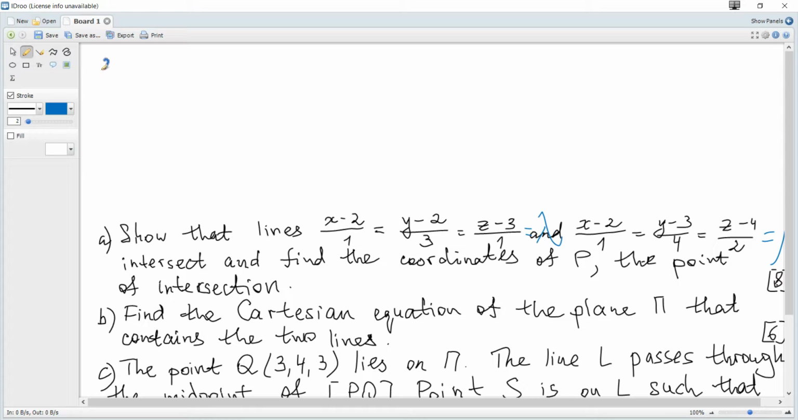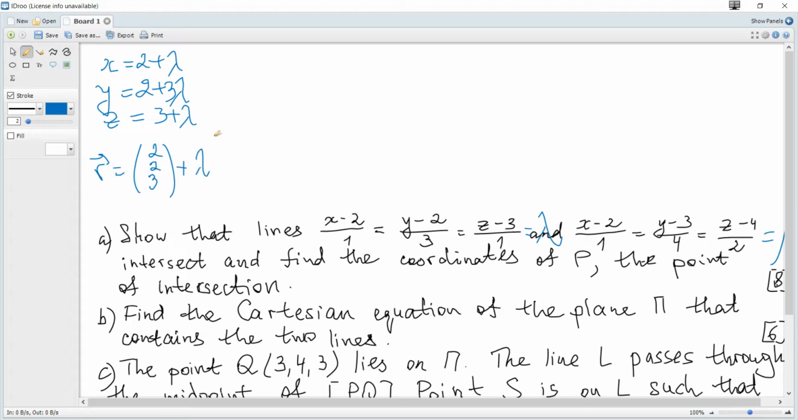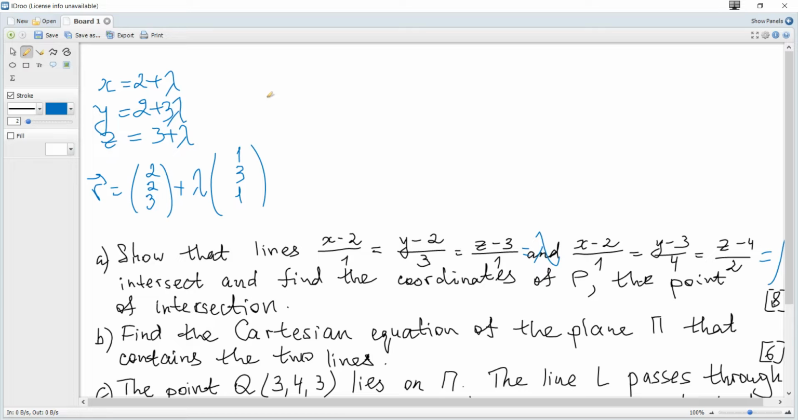So we can see that x is 2 plus lambda, y is 2 plus 3 lambda, z is 3 plus lambda, and in vector form it becomes (2, 2, 3) plus lambda (1, 3, 1). (2, 2, 3) is the position vector of a point on the line, and (1, 3, 1) is a direction vector of this line. To find the point of intersection, it's not needed to write a vector form. It's enough to consider just the parametric form.